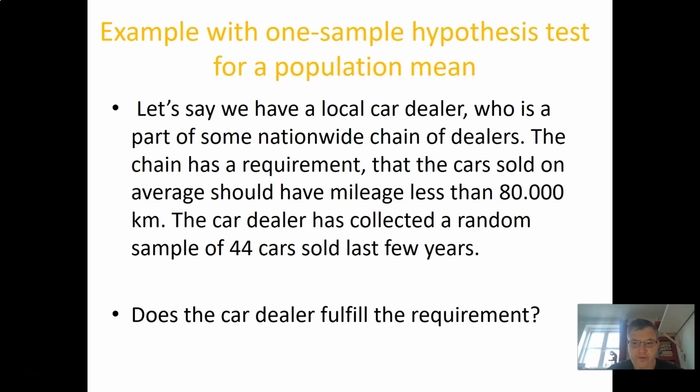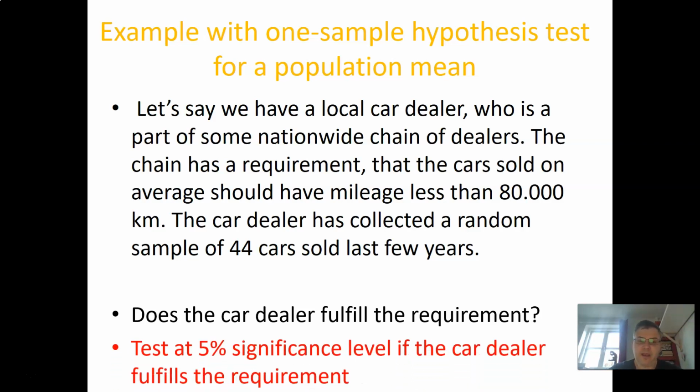If we convert it to a hypothesis problem, it would be: test at 5% significance level if the car dealer fulfills the requirement. Now I say test at 5% significance level because in basic statistics courses you are usually given some significance level, which we'll talk about later after the example.